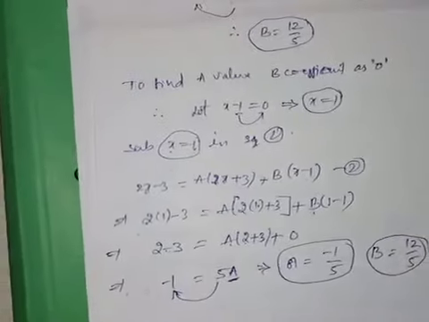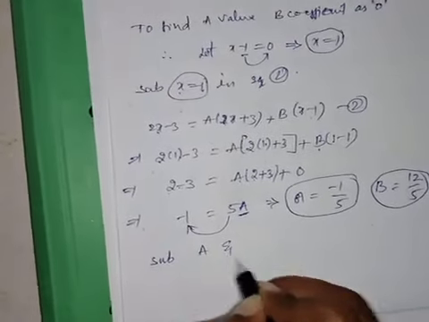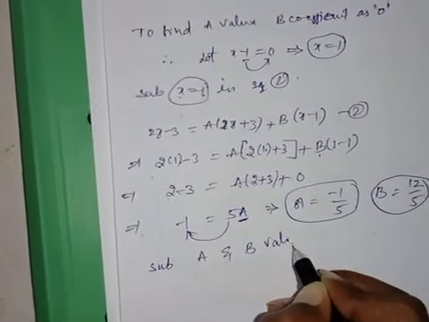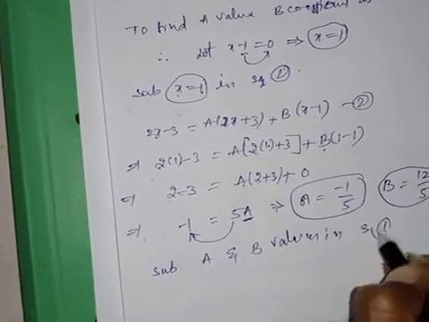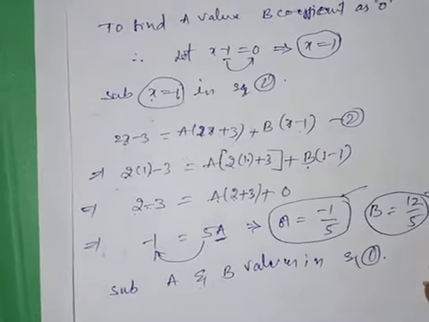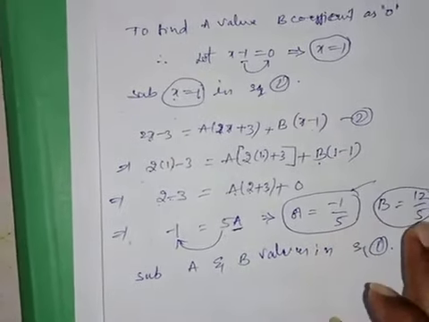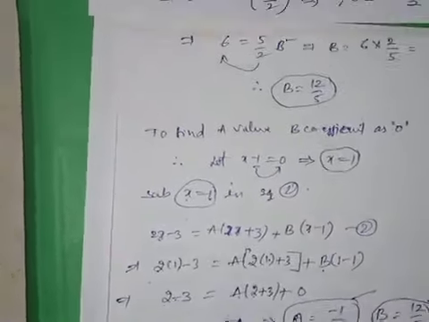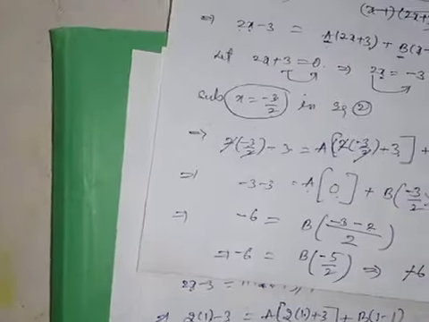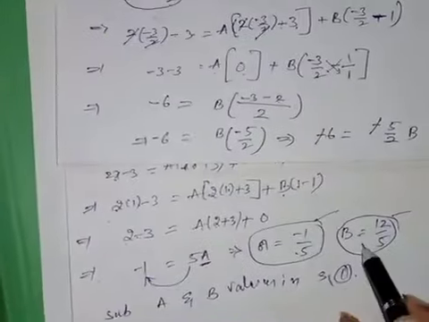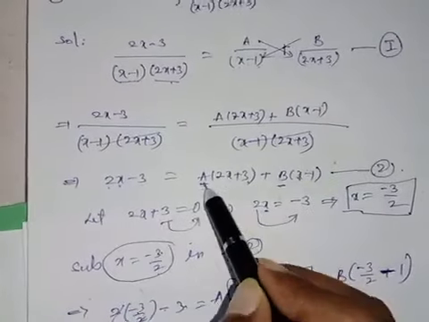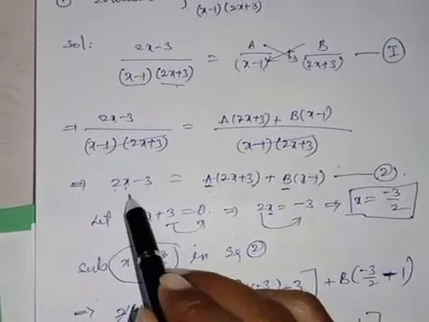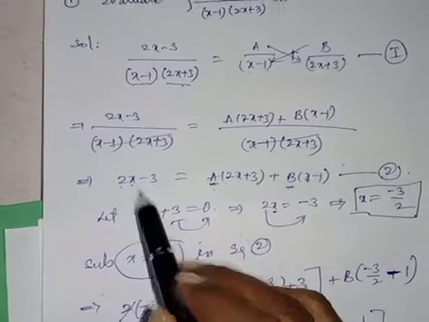Substitute a and b values in equation number 1. See here, we successfully found the a and b values. If you want to verify whether the a and b values are right or wrong, you need to substitute these a and b values in equation number 2. If we substitute the a and b values here, it will satisfy the LHS value.